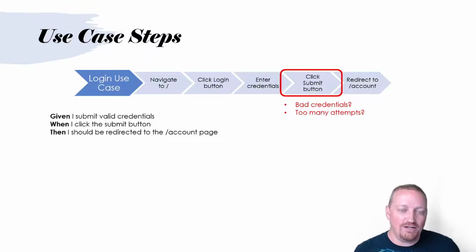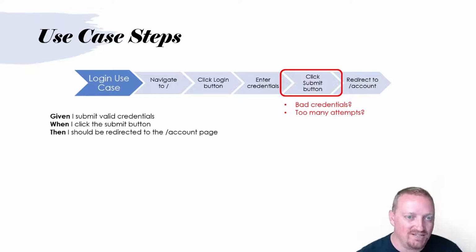Okay, so that's enough about acceptance criteria. What I want to talk about now is, looking again at this click submit button and knowing that we have this given I submit valid credentials, when I click the submit button, then I should be redirected to the account page. That is the happy path acceptance criteria, right? That's one of the pieces that we put in. We might write some more about the happy path, but that's just one of the happy path acceptance criteria that you would write. But when we start to examine the sad path, what about if they have bad credentials?